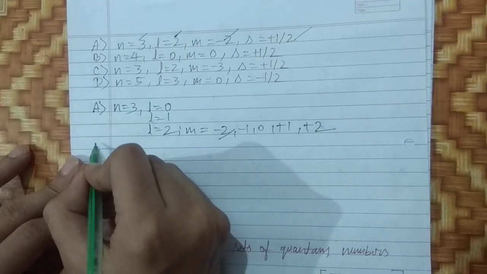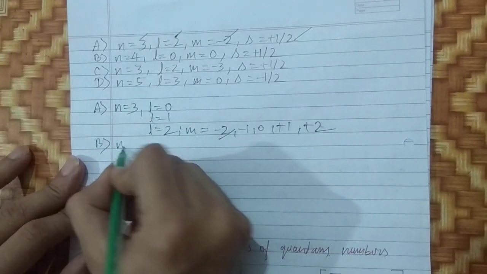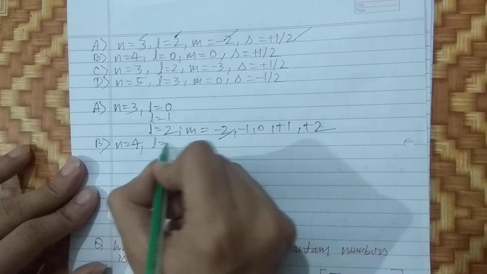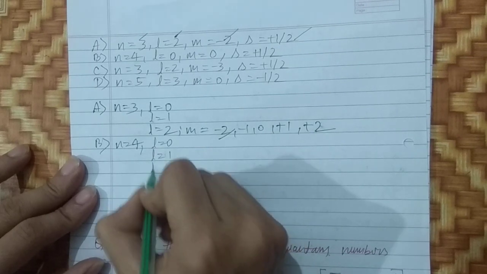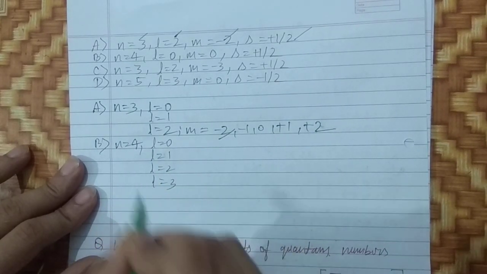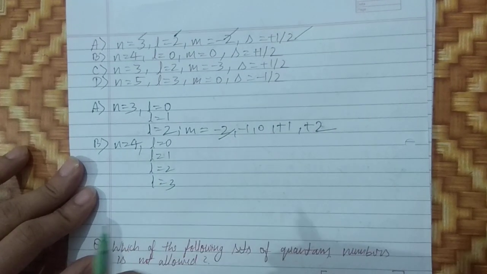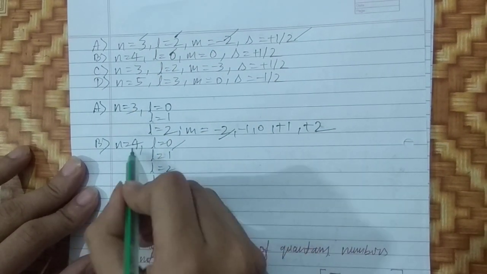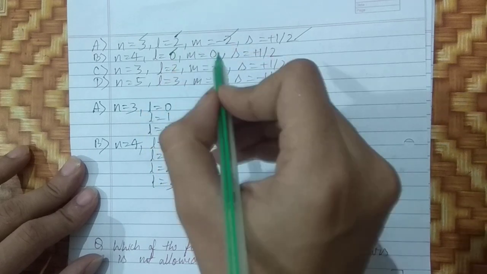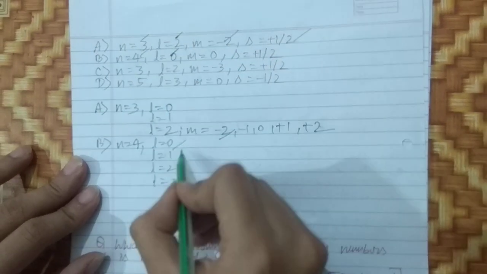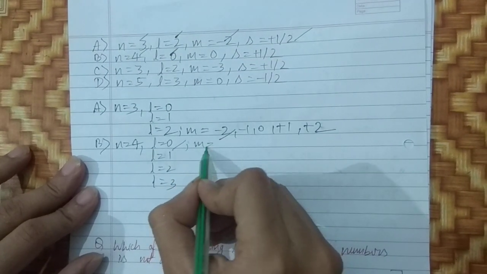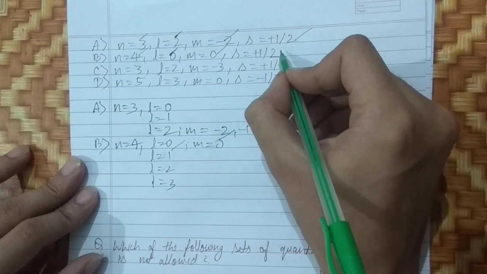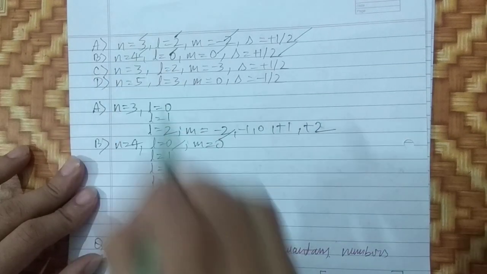Now option B. Option B, n is equal to 4. For n equal to 4, possible values of L are L equal to 0, L equal to 1, L equal to 2, and L equal to 3, from 0 to n minus 1, which is 0 to 4 minus 1, which is 3. So L equal to 0 is fine. And for L equal to 0, we need to write the value of m, which is 0. So m equal to 0 is fine as well, and s equal to plus 1 by 2 is fine. So this option is fine as well.